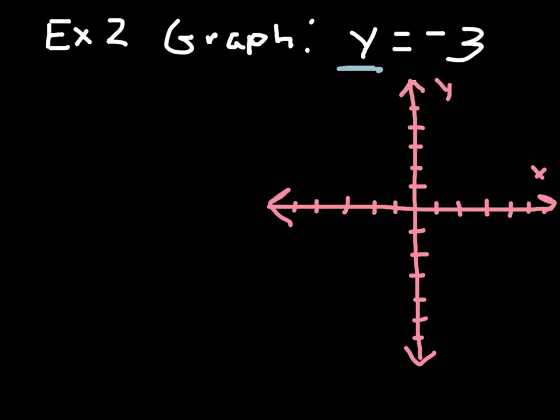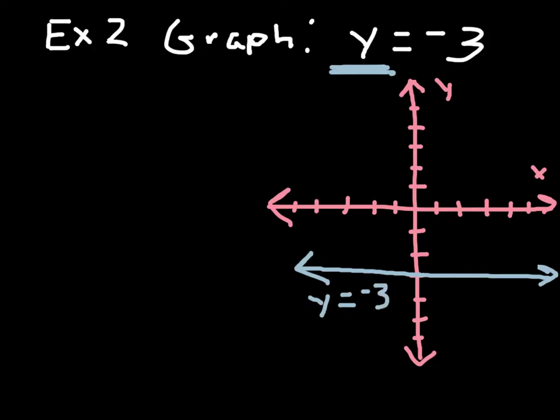All that's going to happen is, for example, in this one, this is going to cross the y-axis at a negative 3. So on the y-axis, a negative 3 would be right there, and I'm going to have a horizontal line going through the y-axis at a negative 3. And this would be y equals a negative 3. You do not need to make an x and y table. These are really easy, not time consuming at all once you get the hang of them.